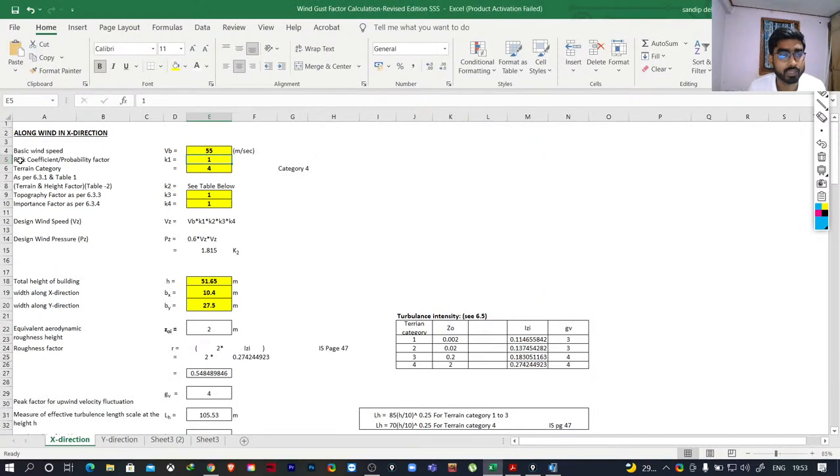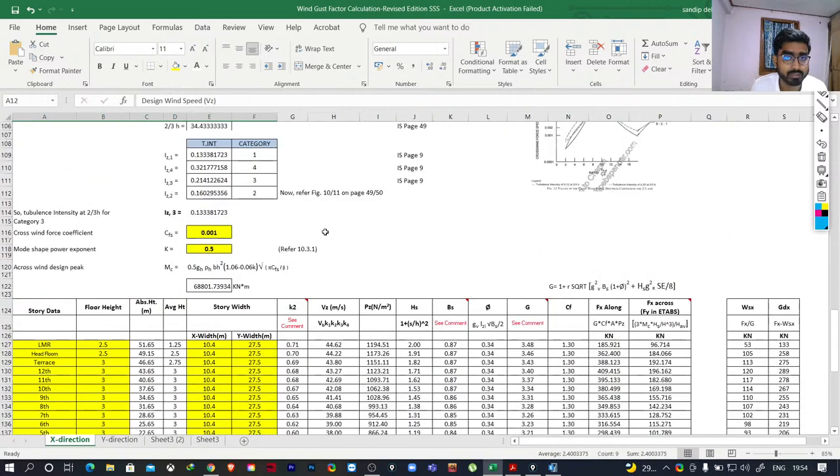Here I need to put the basic values like the basic wind speed from the IS875 map. Risk coefficient, K1 factor, I'll be considering 1. Terrain category, let me consider as category 3. You can check what this category 3 is actually. These are spaced tall buildings. Then we have the topography factor, I'll be considering as 1 only. Importance factor, I'll be considering as suppose 1.15. Okay, and design wind speed. So this VZ calculation here is not required because I'll be bringing it variable.